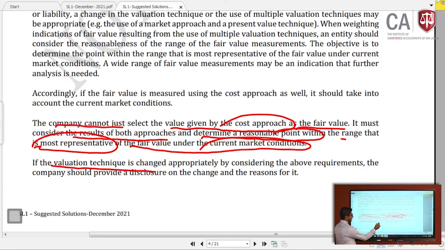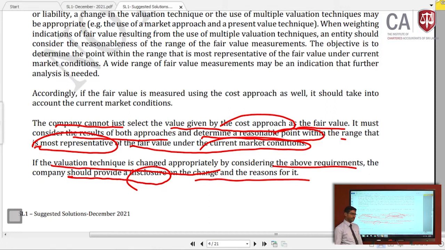If the valuation technique is changed appropriately, considering the above requirement, the company should provide disclosure of the change and the reason for it. I have mentioned this earlier as well. So what is the conclusion, students? If you think the cost approach is more appropriate, yes, you can change, but you have to justify that the cost approach is giving a more reliable picture than the income approach. You have to give a good disclosure mentioning how you determined the fair value using the cost approach and the reason for changing the model.